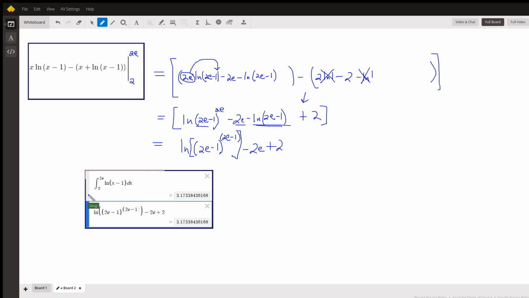Okay, and so here's kind of proof that this is the exact answer. Here is an approximation, and these two expressions have the same value. That's it. There you go.